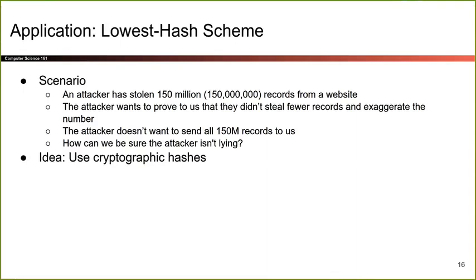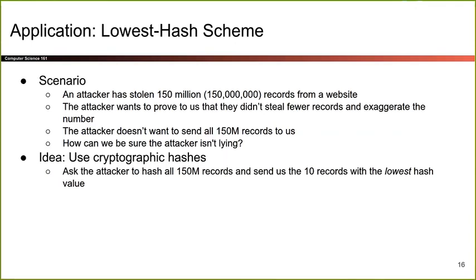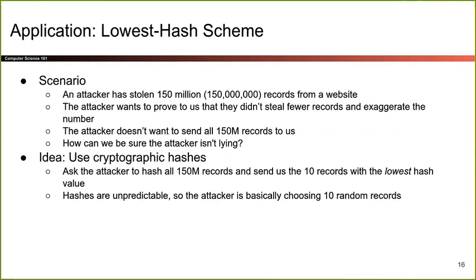Well, there's a very clever solution here, and the solution is to use the cryptographic hashes that we saw. So here's what we're going to tell the attacker to do. We're going to say, hey, attacker, you need to hash all 150 million records and send us the 10 records that have the lowest hash value. So you hash all the records, they all produce different hashes, and you need to send us the 10 records that have the lowest hash value. And the idea here is that hashes are unpredictable. So the attacker has basically chosen 10 random records to send to us. And the hash forces them to choose a given subset of 10.